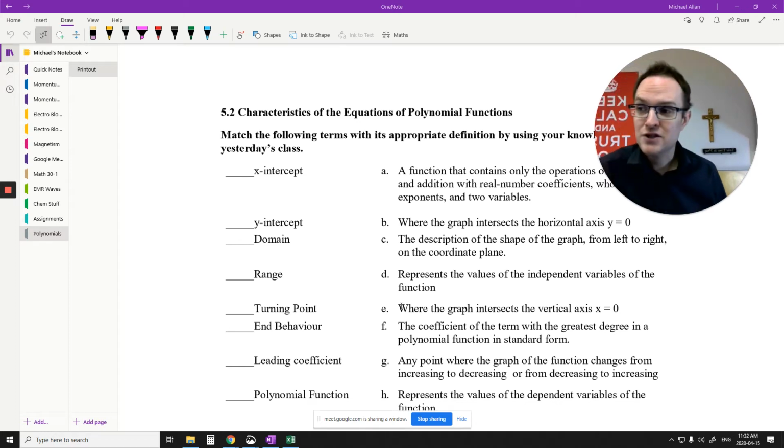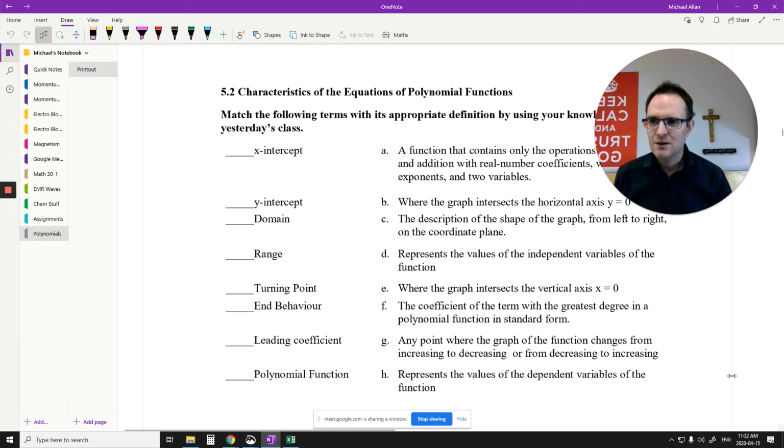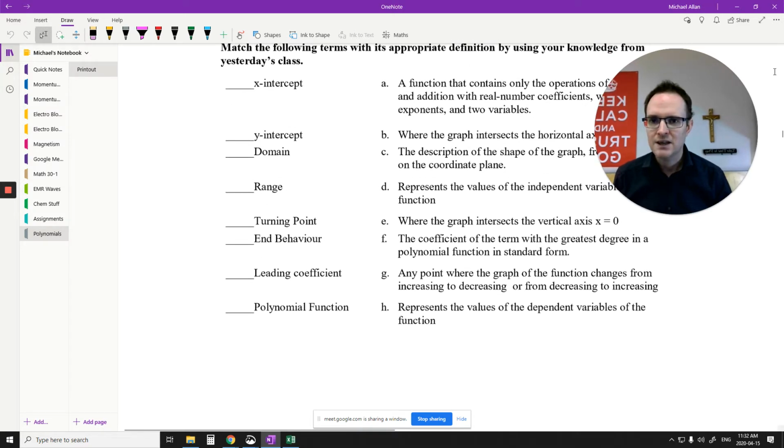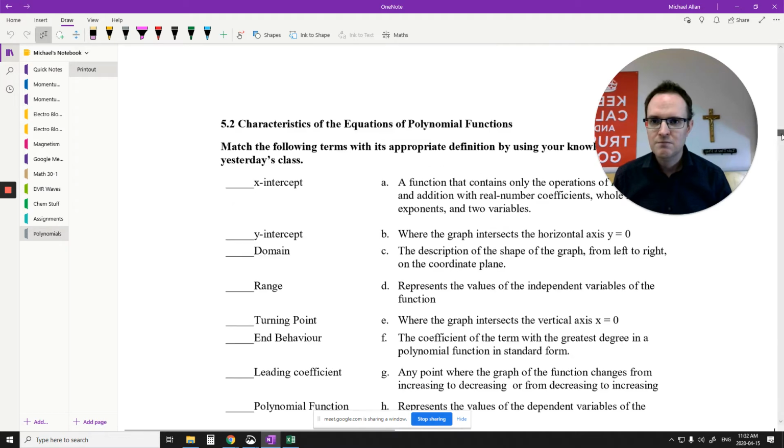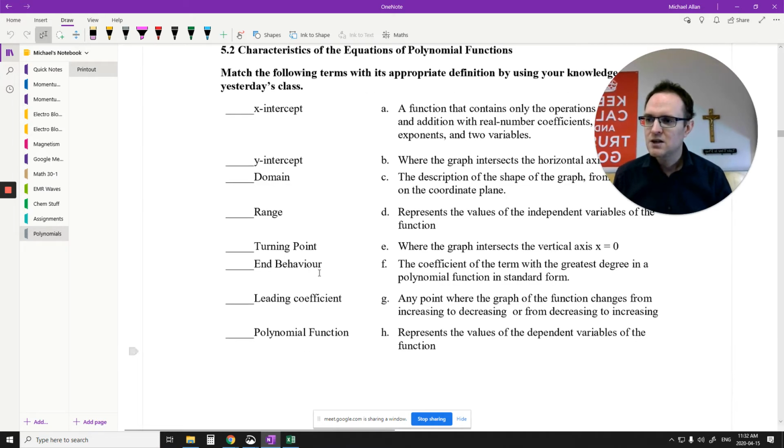Well, hello, Math 3-2. Next lesson here, we're going to talk about characteristics of polynomials a little bit more in depth before we talk about what the graphs look like and some characteristics like end behaviors, turning points, range, domains. This first little piece here is just a little matching activity. I want you guys to try this out. If you haven't already done so, just pause the video, try to do the little matching.